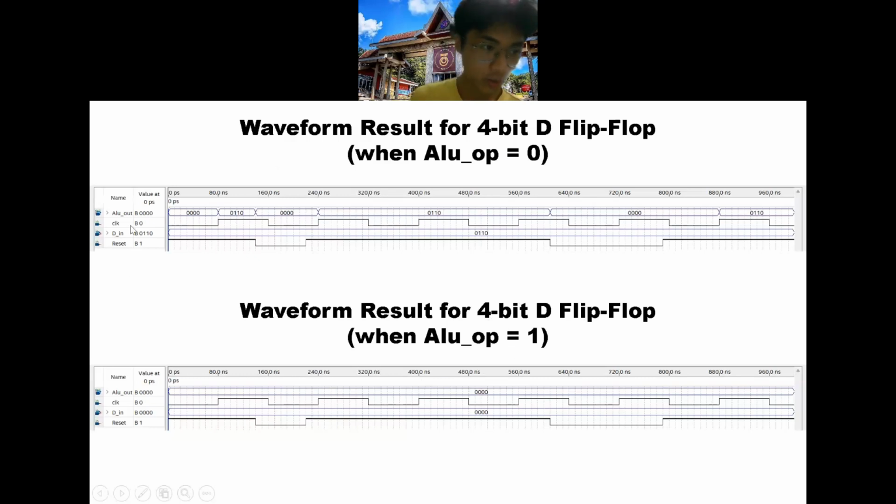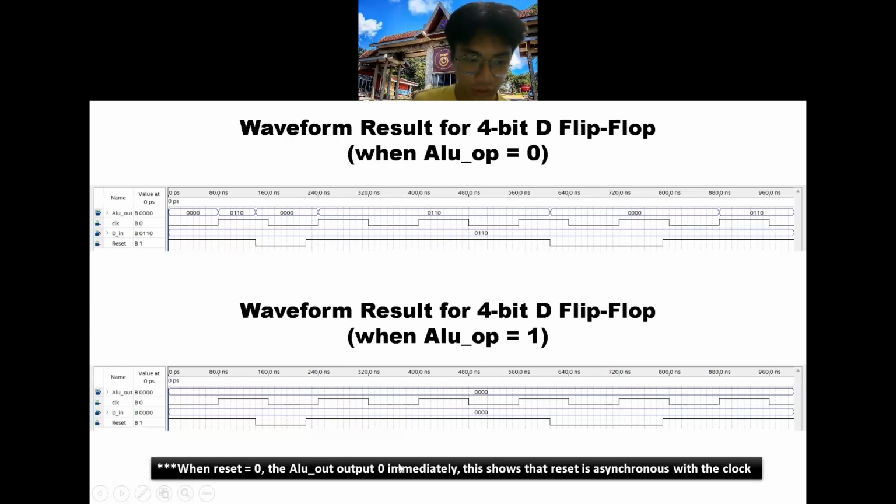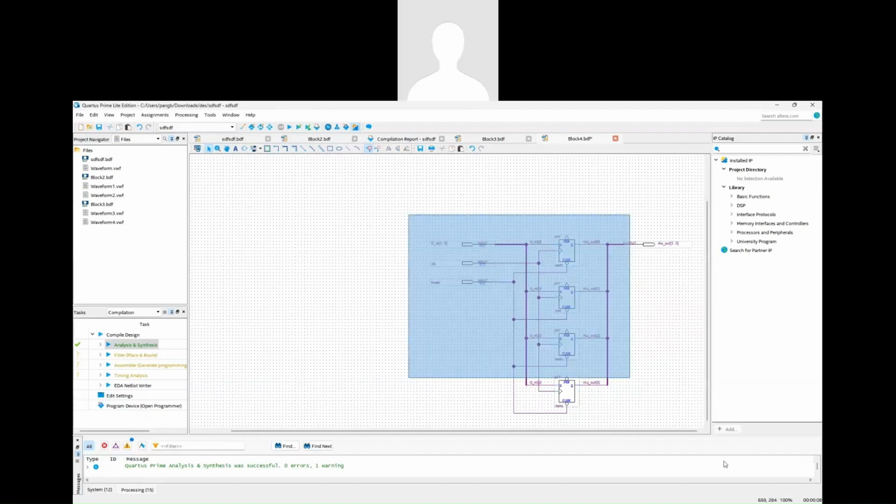As you can see, when the reset is high and the clock is high, the result will be stored. And when the ALU op is 1, the ALU out will always be 0. When reset equals 0, the ALU out outputs 0 immediately. This shows the reset is asynchronous with the clock. This is our D flip-flop register, and it's parallel in and parallel out. And then we have D in, which contains 4 bits, and then clock and reset as well.